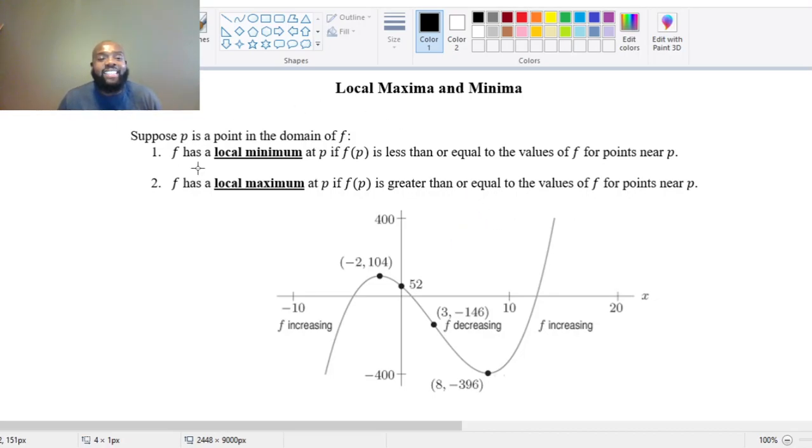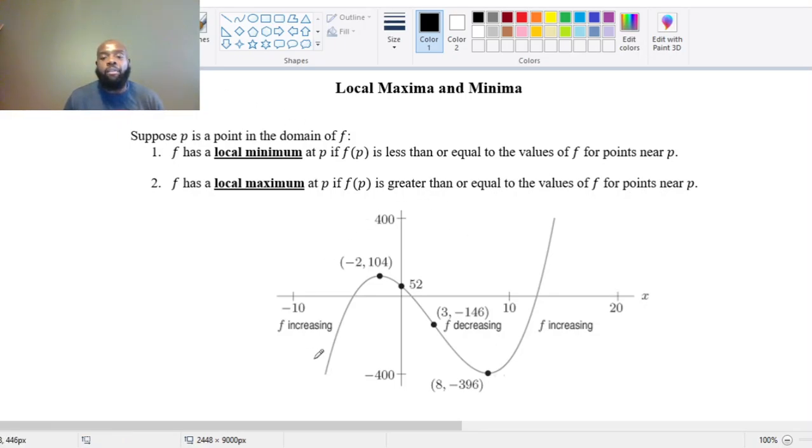So it says F has a local minimum at P if the functional value, the output value, the Y of the ordered pair is less than or equal to the values of F, the other Y values, the other output values of your function near P. And then the opposite occurs if we switch that less than to greater than. And so F has a local maximum at P if F of P is greater than or equal to the values of F for points that are near P.